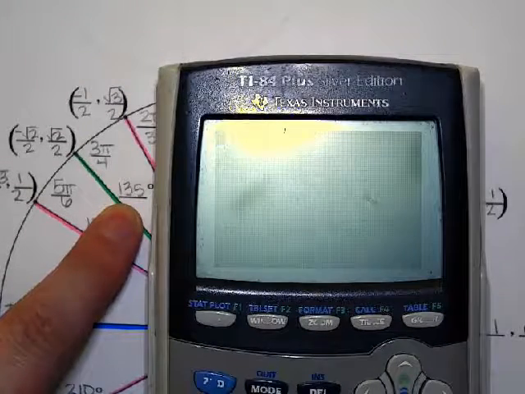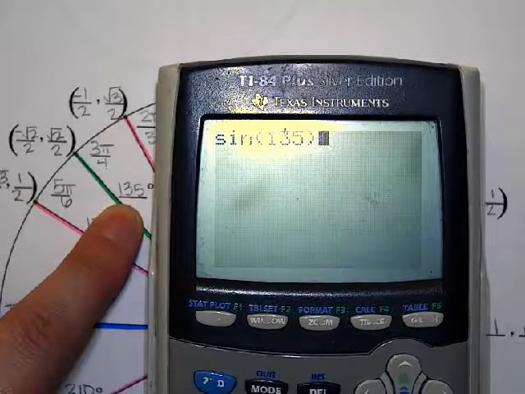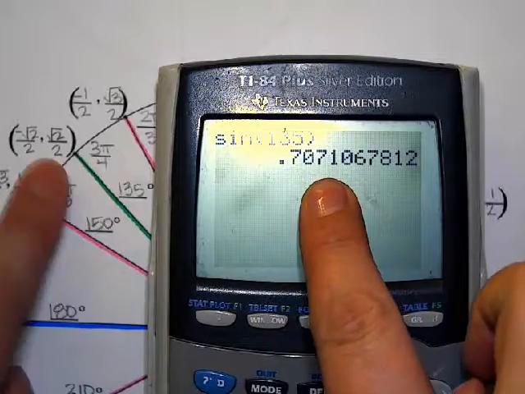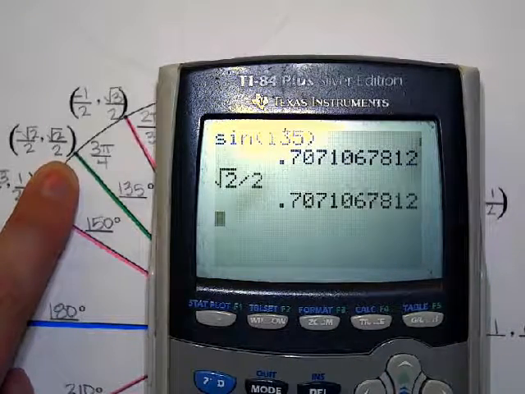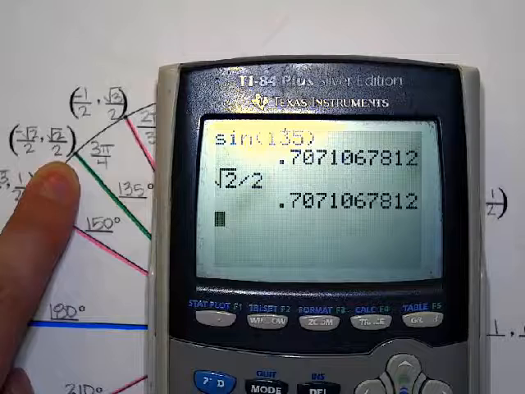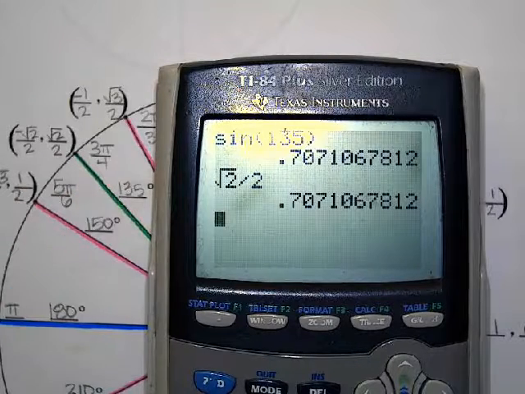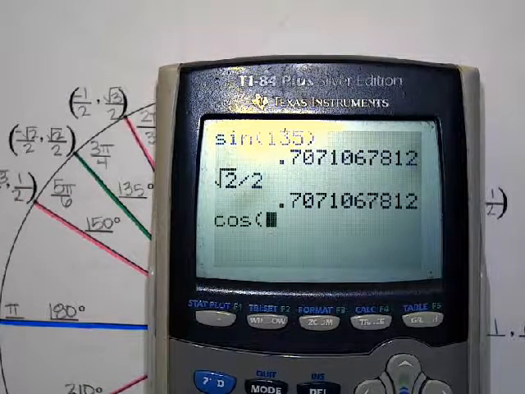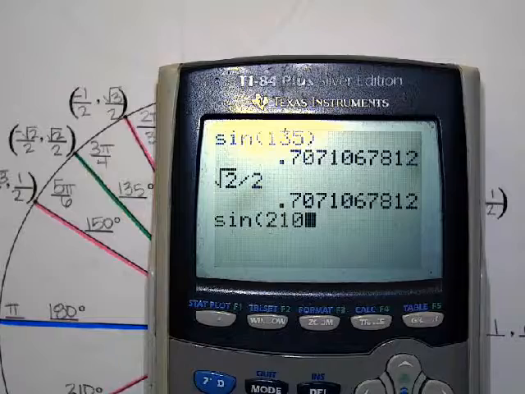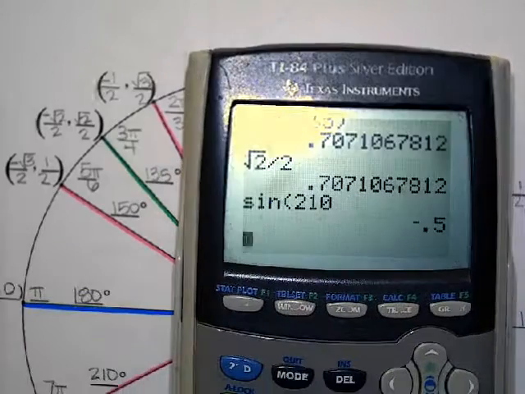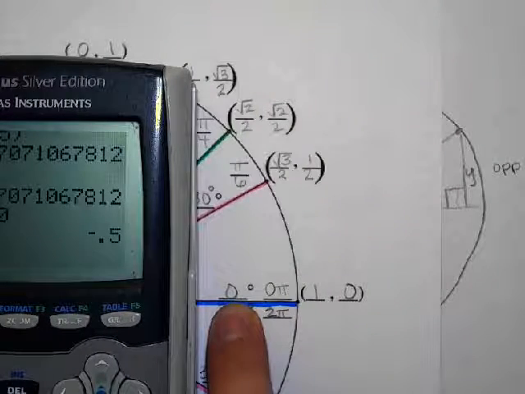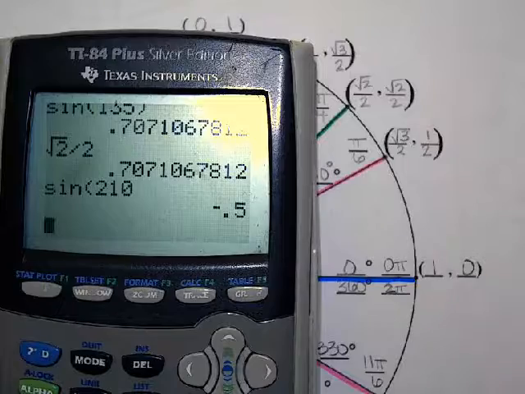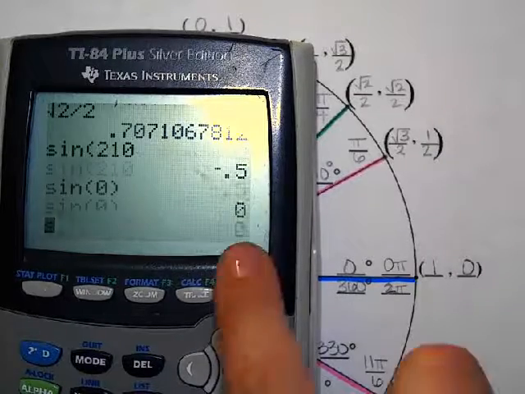I'm going to say, hey calculator, what's sine of 210? And my calculator says it's negative 1/2. Hey calculator, what is sine of 0 degrees? My calculator says it's 0. Sine of 0 degrees is 0. Does that make sense? So whatever degree measure I plug in, if I do sine of that degree measure, my calculator is going to pop out the y-coordinate. Does that make sense? Okay, because that's how the unit circle works.